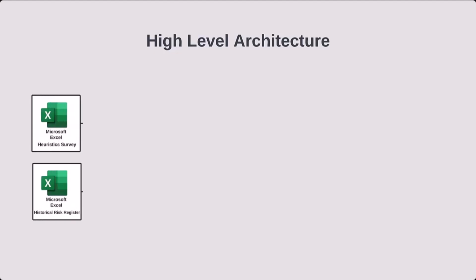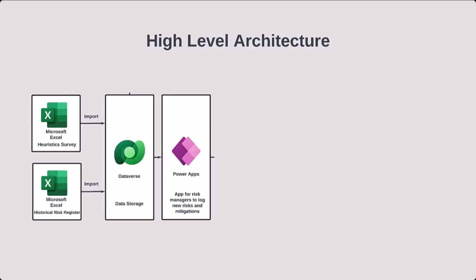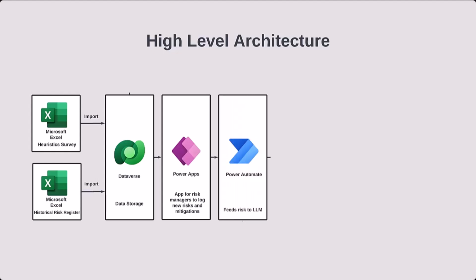The Excel contains historical risk data and SME heuristic surveys. Second is Dataverse, which stores the data. The Power Apps is used to log in new risks and mitigations. Power Automate routes risk into AI assessment.